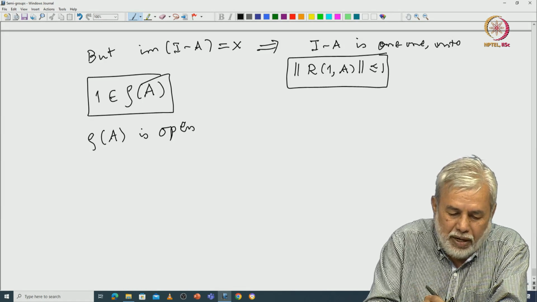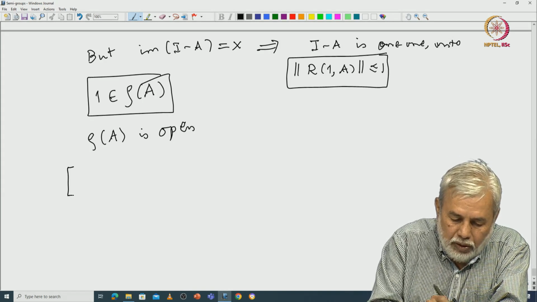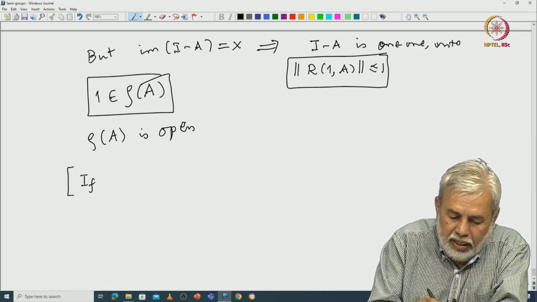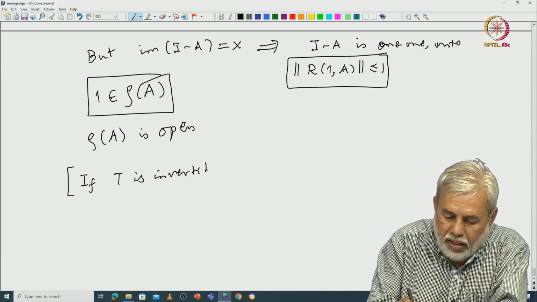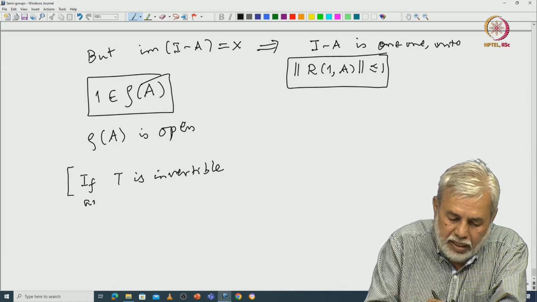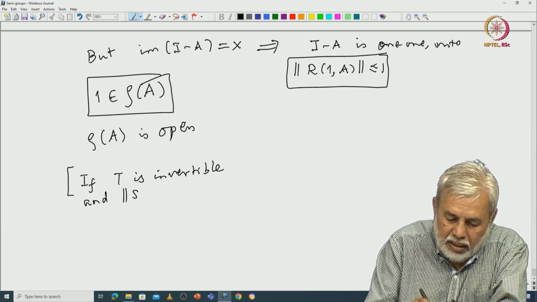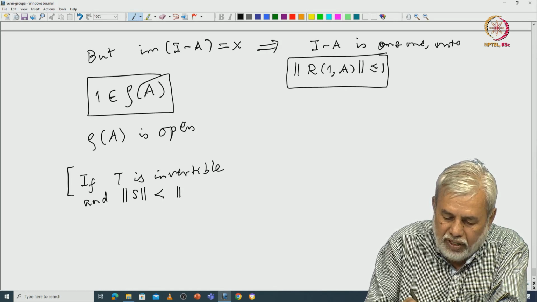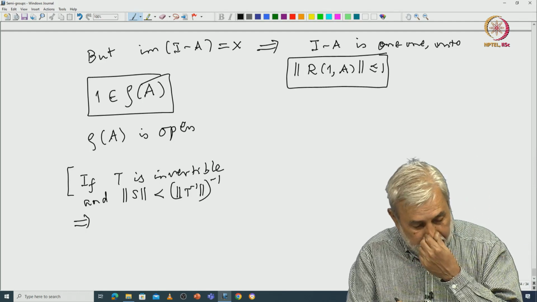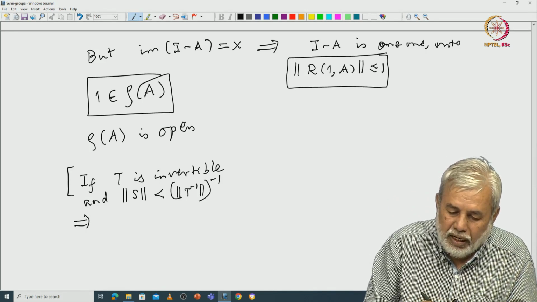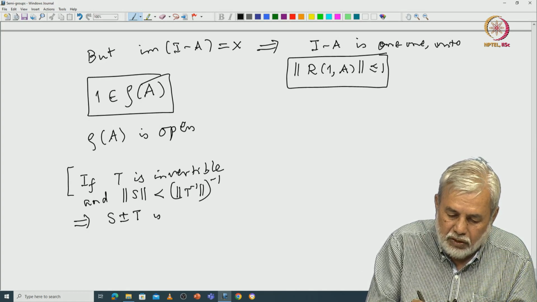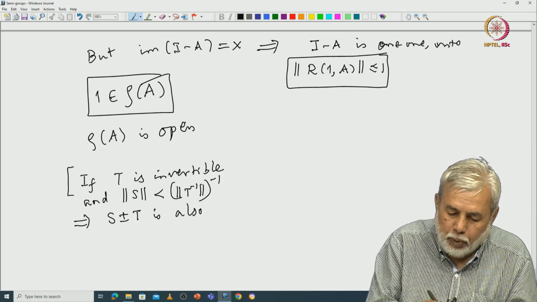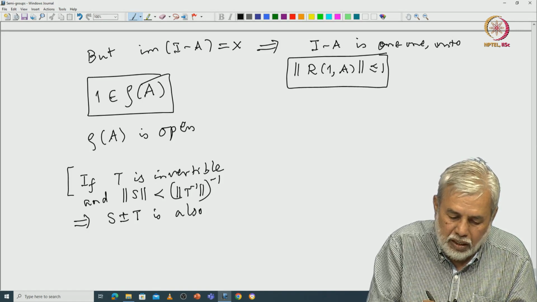As a side remark, for a general situation: if T is invertible and norm of S is less than norm of T inverse whole power inverse, then, and this is again a simple fact you learn in operator theory, S plus or minus T is also invertible, and that is how you prove that rho(A) is open.